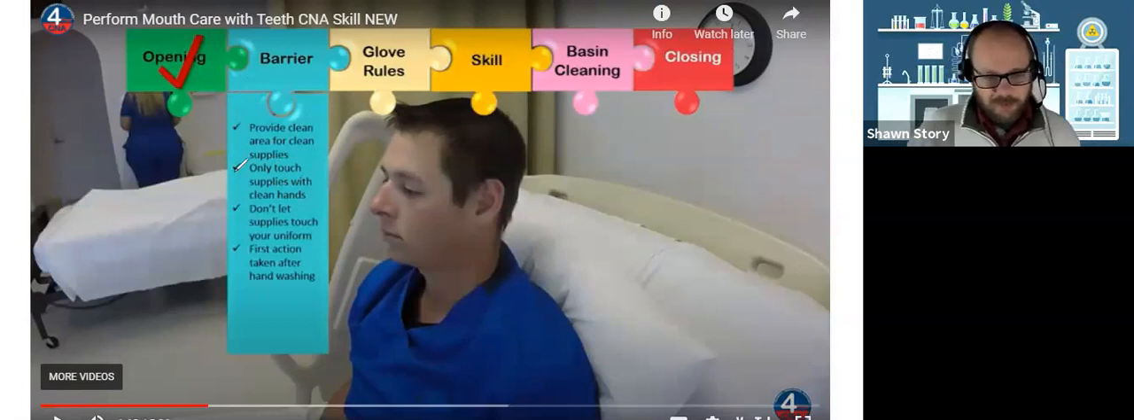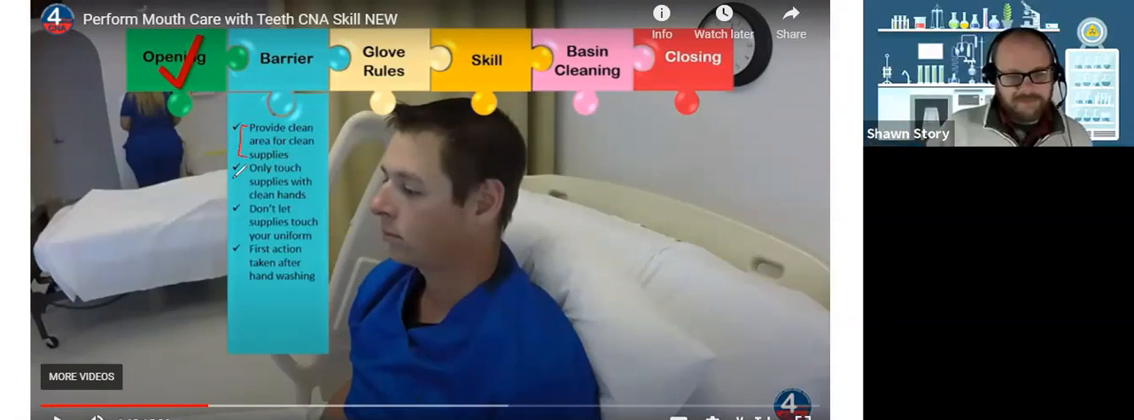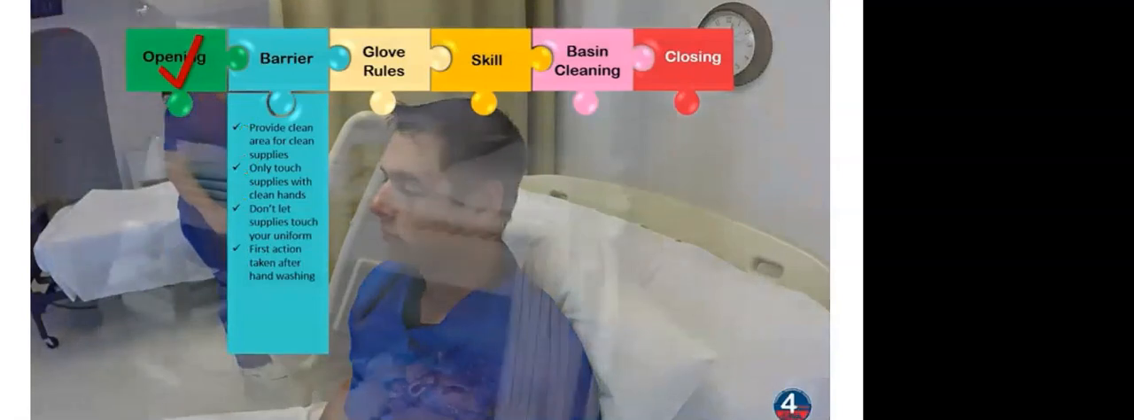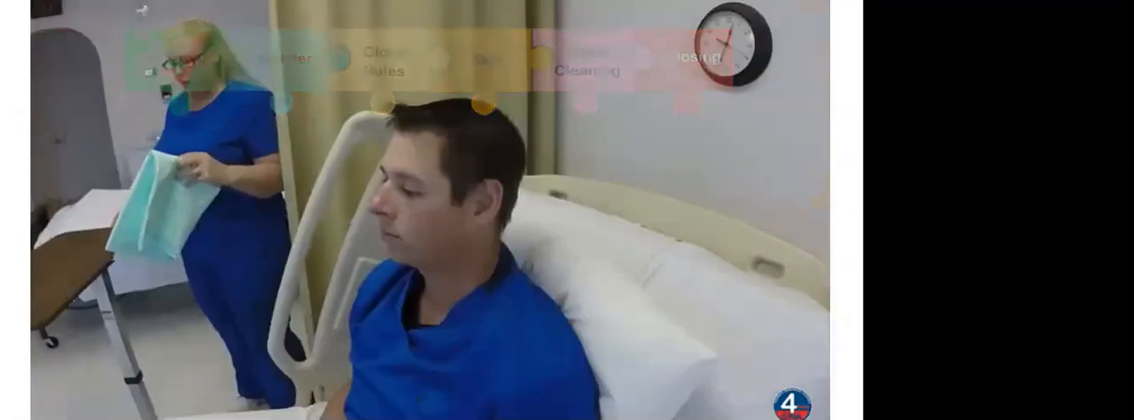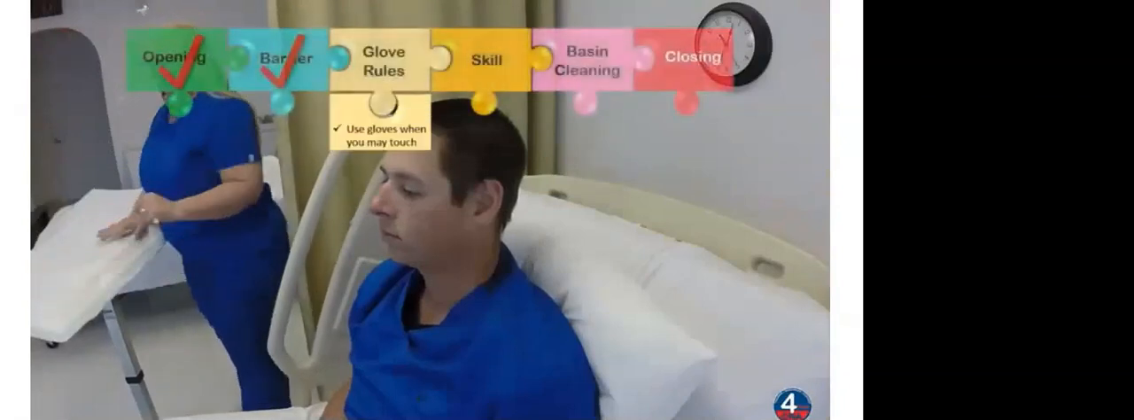Who would read our 4 checkpoints? Provide clean area for clean supplies. Yep, keep going. Only touch supplies with clean hands. Don't let supplies touch your uniform. First action taken after hand washing. All right. I'll gather my supplies. I'm going to start with a barrier, and we'll place that on your overbed table.